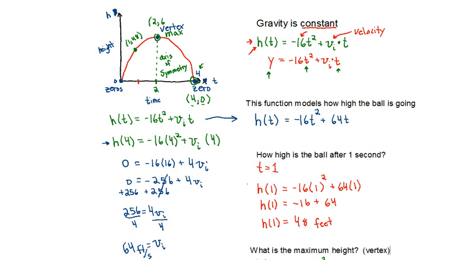So this point here, it's the wrong one, is the point 2, 64. And that is our vertex, the tallest point on the parabola, the highest the ball ever goes. Happens at 2 seconds.